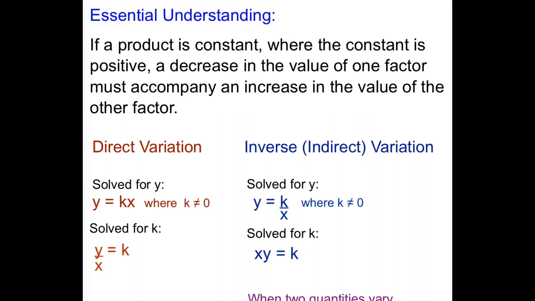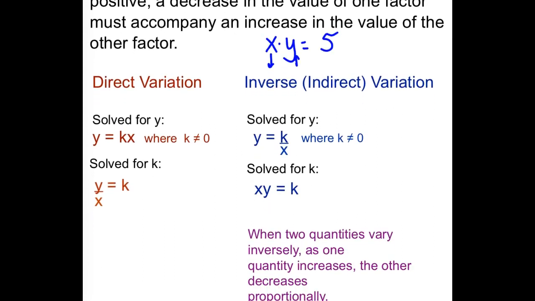So if a product is constant, where the constant is positive, so let's say we have a product of x times y equaling 5, okay? A decrease in the value of one factor must accompany an increase in the value of the other. In other words, if I make x get smaller, I'm going to have to make y get bigger to compensate if I want to keep a constant 5. Does that make sense? Okay.